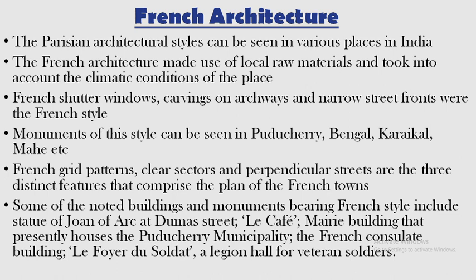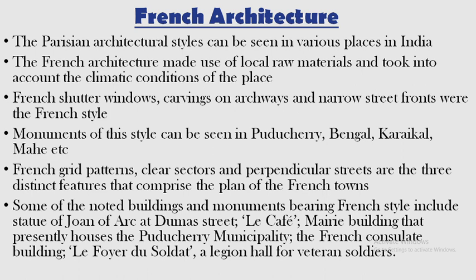Next is the French architecture in India. Parisian architectural styles can be seen in various places in India. The French architecture made use of local raw materials and took into account the climatic conditions of the place. The French shutter windows, carvings on the archways, and narrow street fronts were the French style. Monuments of this style can be seen in Puducherry, Bengal, Karaikal, Mahe, etc.